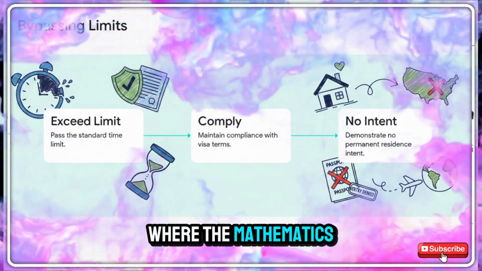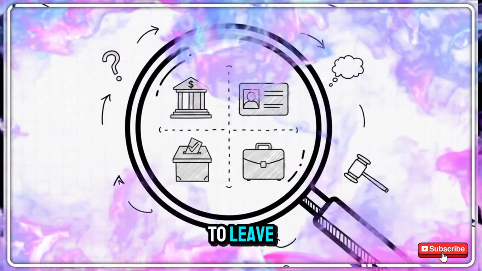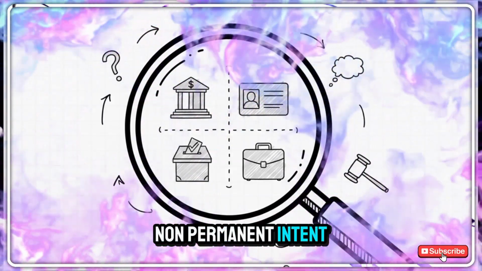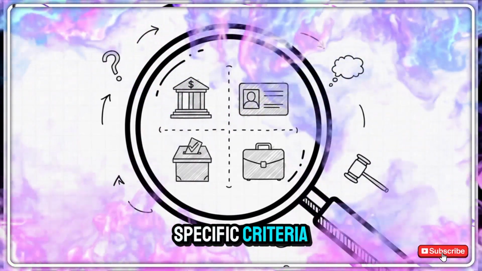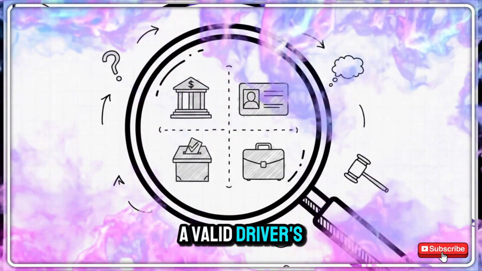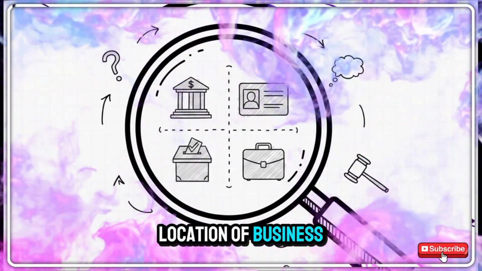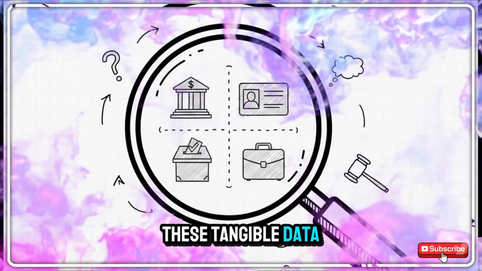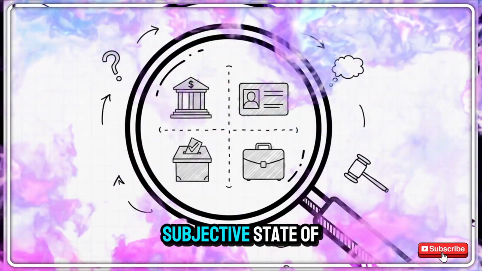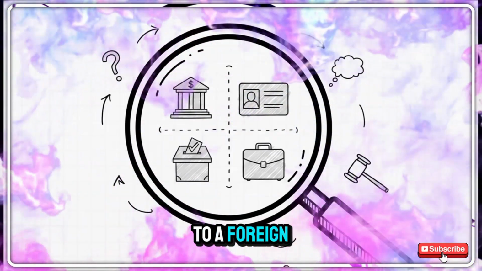This is exactly where the mathematics stop and the heavy legal burden of proof begins. You can't just declare you plan to leave, you literally have to provide hard, evidentiary patterns of non-permanent intent. Authorities evaluate highly specific criteria. Are you maintaining bank accounts in your home country? Do you hold a valid driver's license there? Are you actively registered to vote? Does your primary location of business remain abroad? These tangible data points are the strict legal measure of intent. It's an objective test applied to a subjective state of mind, and it requires a documented, airtight paper trail of your ties to a foreign nation.